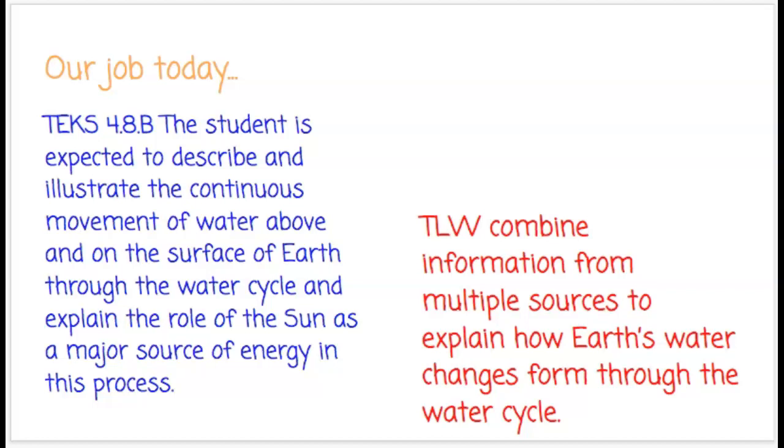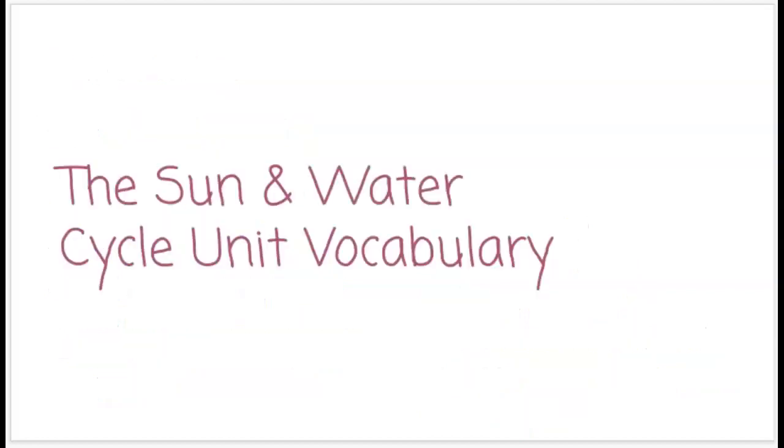So our job today, our TEK is 4.8b. The student is expected to describe and illustrate the continuous movement of water above and on the surface of Earth through the water cycle and explain the role of the sun as a major source of energy in this process. So today your objective is the learner will combine information from multiple sources to explain how Earth's water changes form through the water cycle. So we're going to start with looking at the sun and water cycle unit vocabulary.